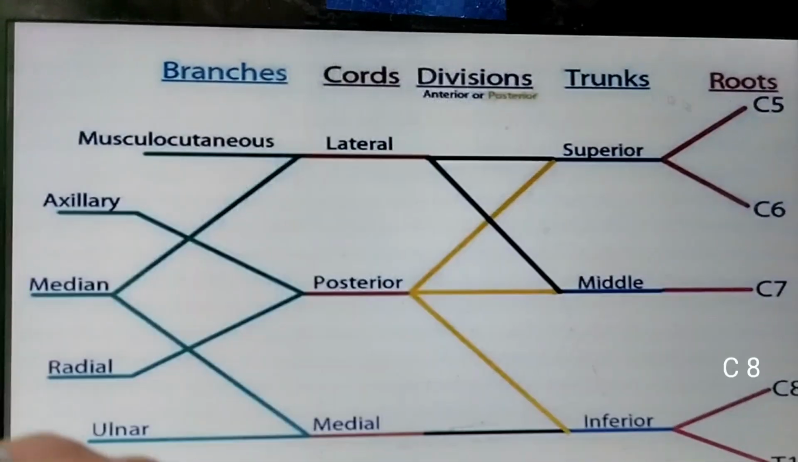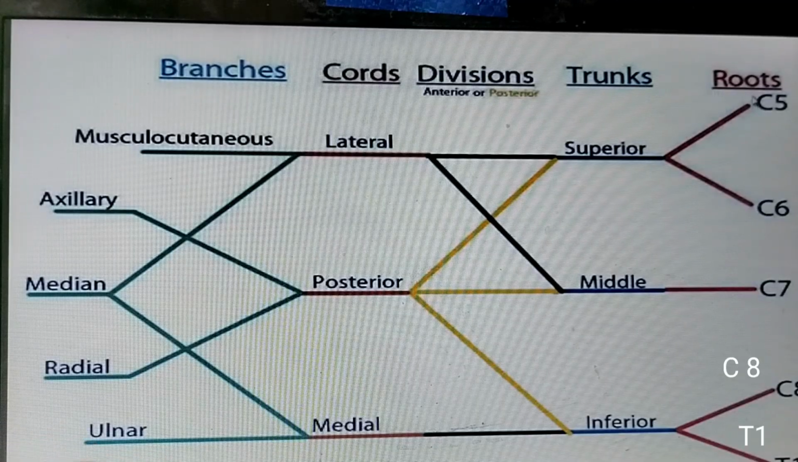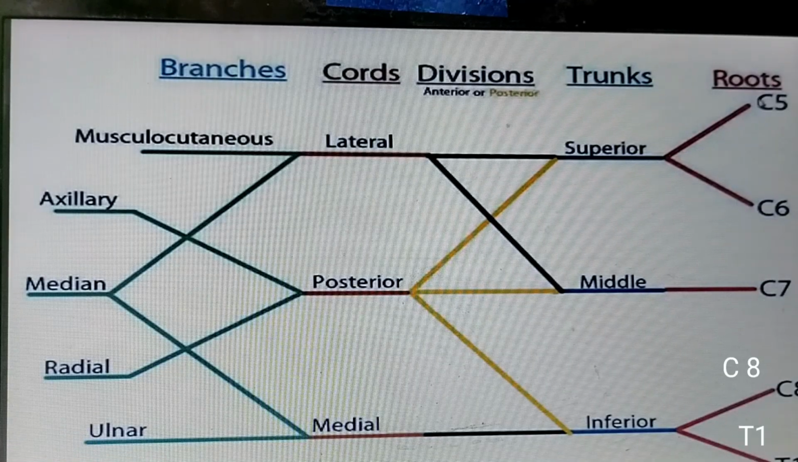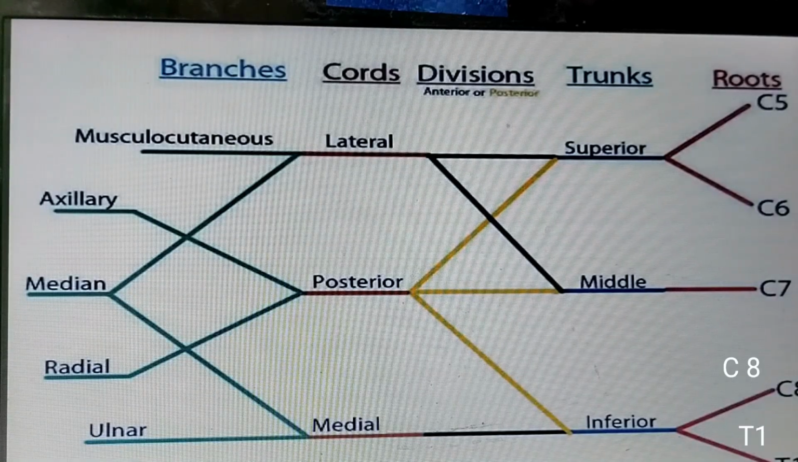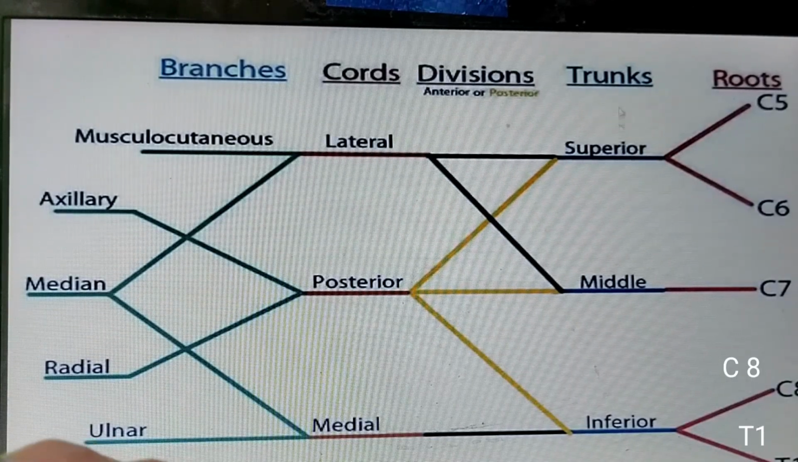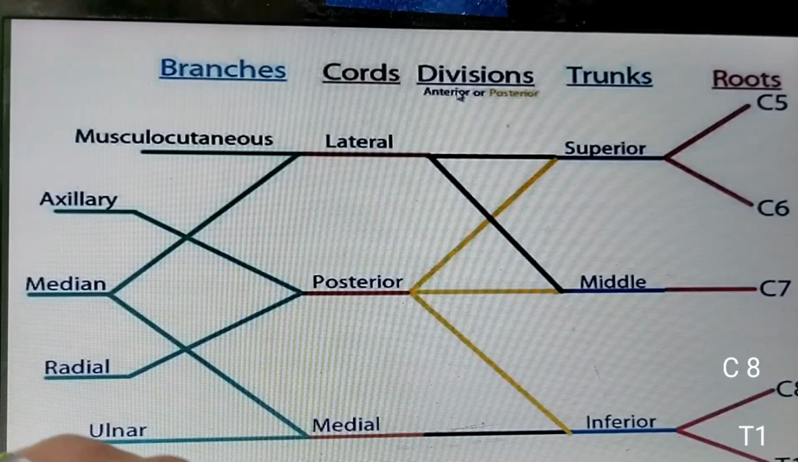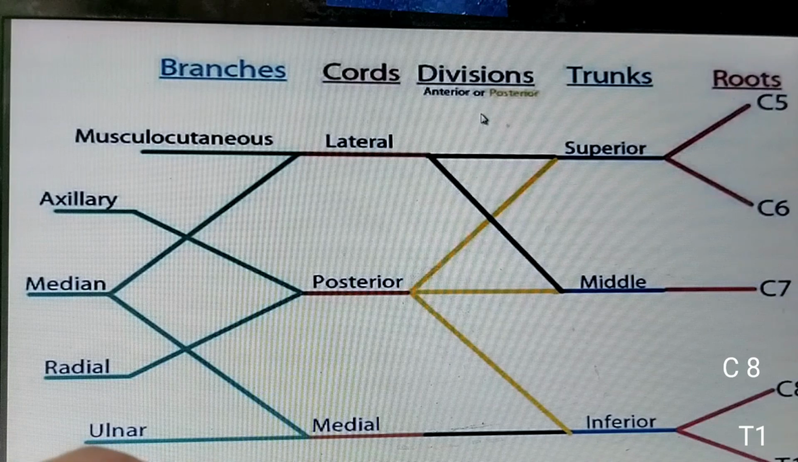We have the photograph again. Roots C5 and C6 unite to form superior trunk. C7 gives middle trunk. C8 T1 give inferior trunk. Each trunk divided into anterior, by black in color, and posterior, yellow in color. So superior gives anterior and posterior, middle, anterior and posterior.